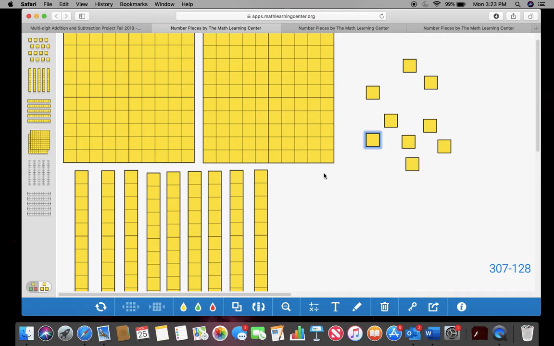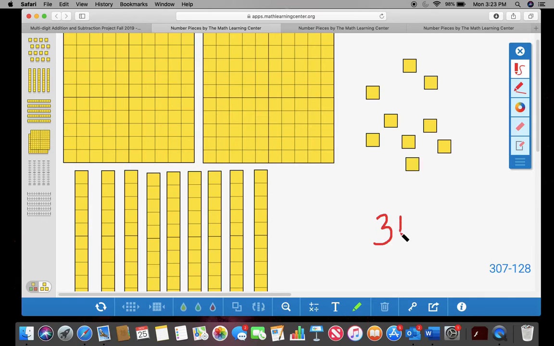Okay, so just for the sake of not being confused, I'm going to write down what we've done. So we'll take 307, oh, let me get a pen that works. Okay, 307 minus 128.